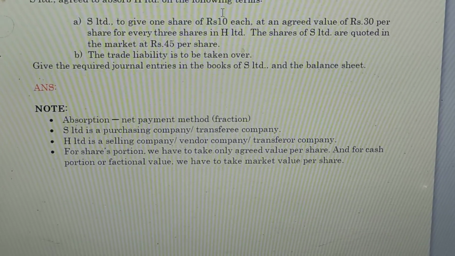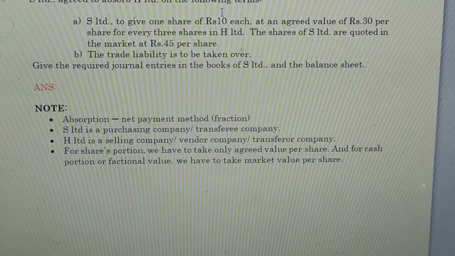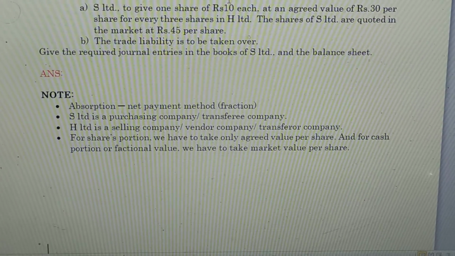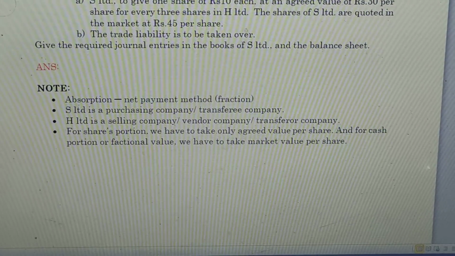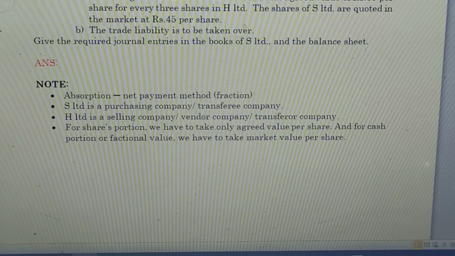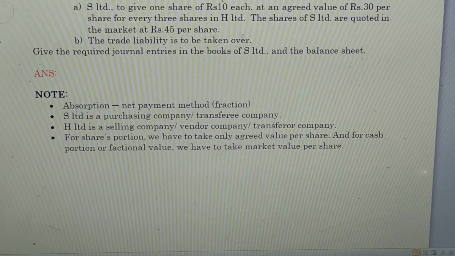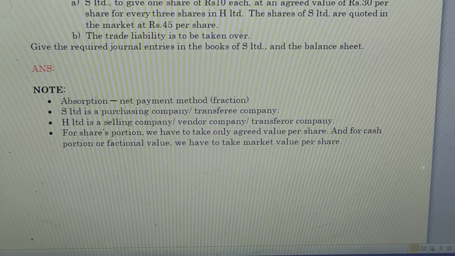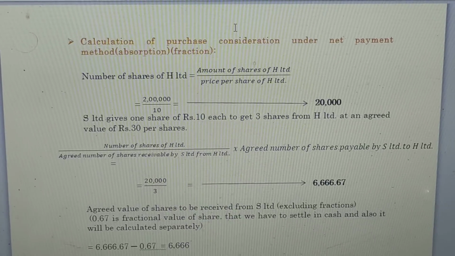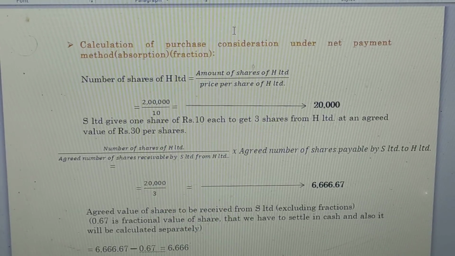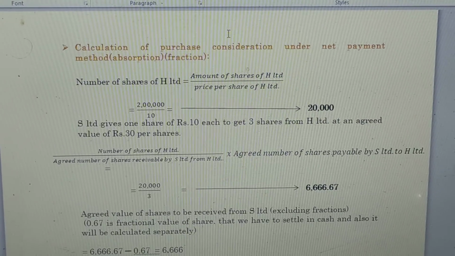And the second, S Limited is the purchasing company or transferee company, and H Limited is the selling company or vendor company or transferor company. For the shares portion, we have to take only the agreed value per share, and for the cash portion or fractional value, we have to take the market value per share. First, we are going to calculate the purchase consideration under the net payment method as well as absorption in fractional payment.